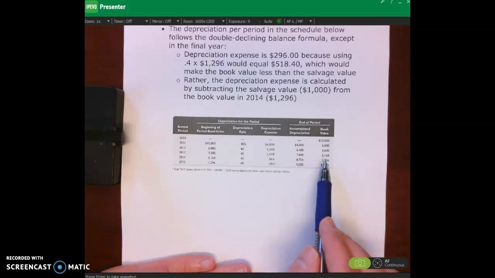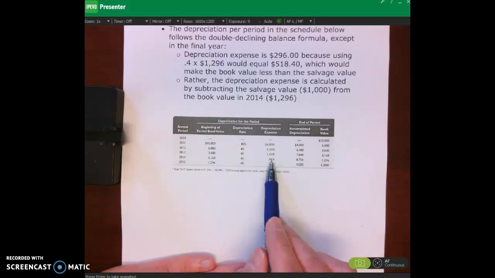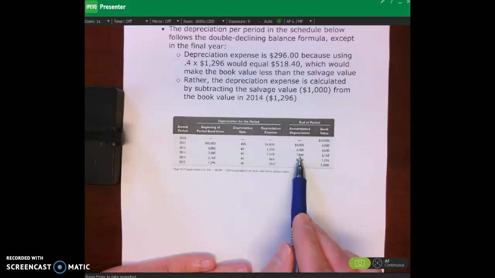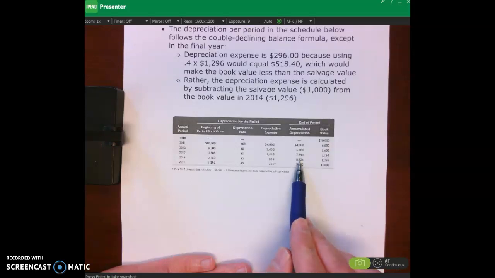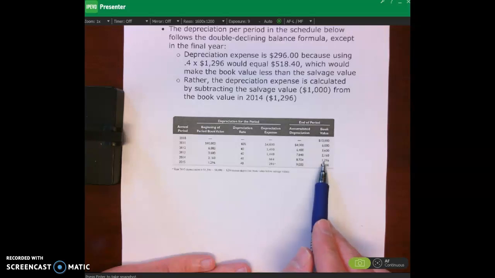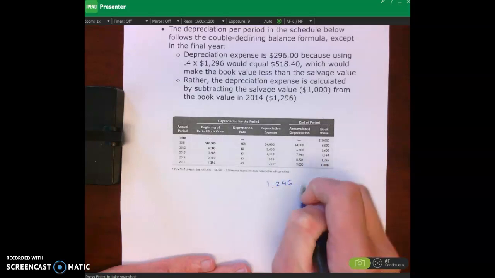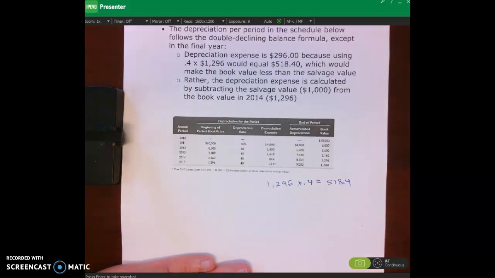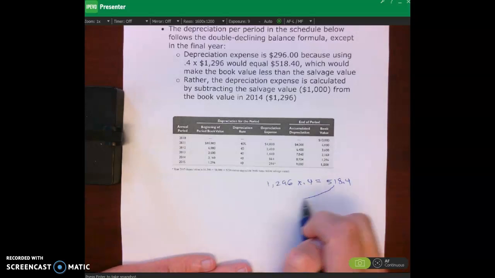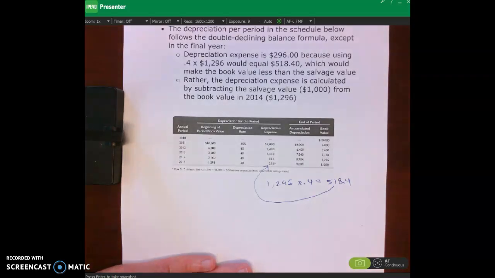Then I take my $2,160 times 0.4, which gives me depreciation expense of $864, plus my $7,840 gives me accumulated depreciation of $8,704. Then my initial asset cost of $10,000 minus my accumulated depreciation of $8,704 gives me my book value of $1,296. Now, if I take $1,296 times 0.4, that gives me $518.40. That's what we would expect if we follow the same process for the last year.